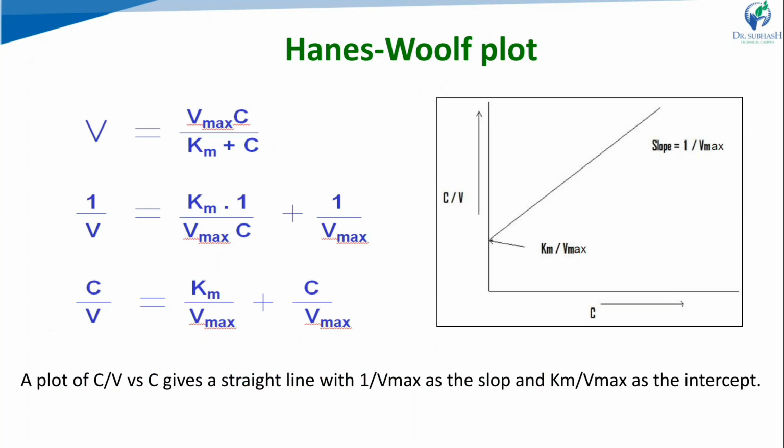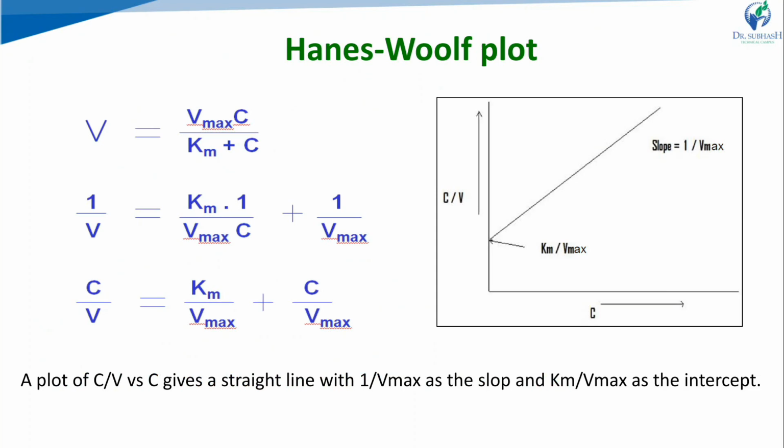In that, the equation initially is V is equal to Vmax into C upon Km plus C. We have to go for 1 upon V. So initially what we have to find out, similar like that, Km upon Vmax into C plus 1 upon Vmax. Then we have to go for the addition of that concentration value, C values, in both the sides. So C upon V is equal to Km upon Vmax plus C upon Vmax.